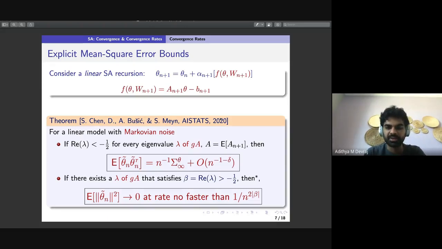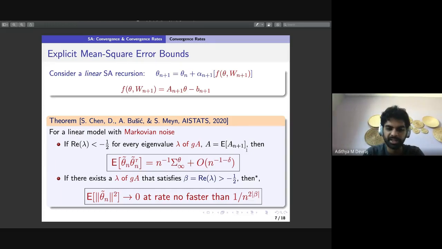So even if these matrices A_{n+1} and B_{n+1} are functions of a Markov chain, what you can show is if all the eigenvalues of this matrix GA are strictly smaller than minus half, then this error covariance matrix can be shown to go to 0 as 1 over n, with the quantity being the asymptotic covariance, and plus some higher order terms.